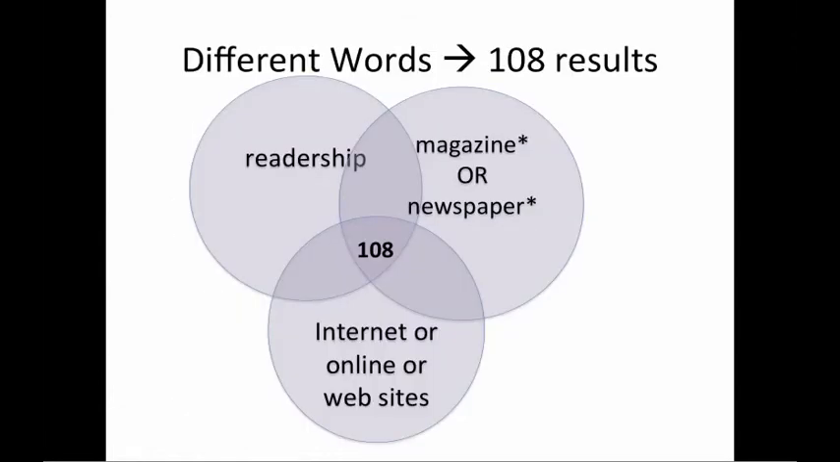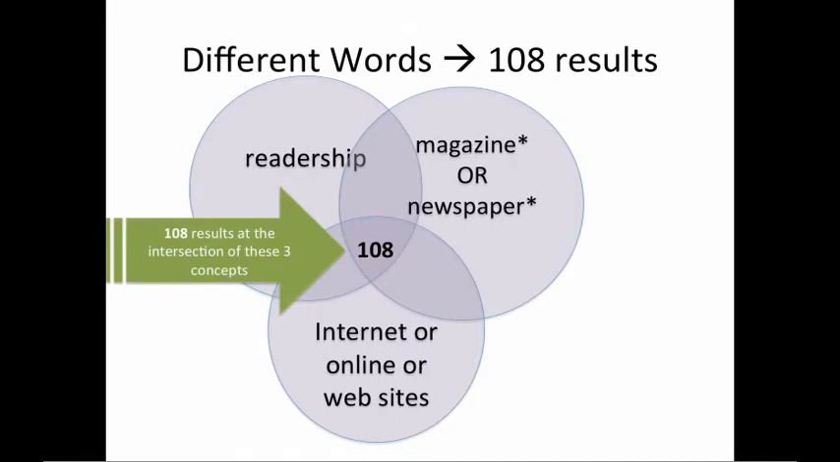So using these different words, readership, magazine or newspaper, and internet or online or websites, we get 108 articles. So I hope you see how that's working. I'm not saying that these are the be-all and end-all terms. I'm not saying that at all. But I'm trying to teach you how to be flexible with search terms and change them around to make them more useful for you and to get different results and hopefully more relevant results.